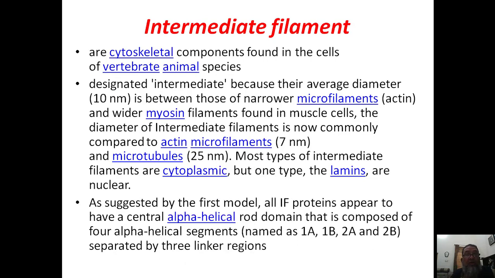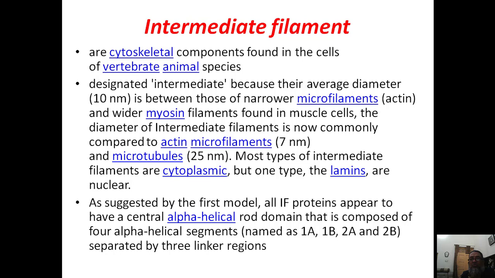What about the intermediate filament? These are cytoskeletal components found in the cells of vertebrate animal species. Why is it called intermediate? Because its width is about 10 nanometers, in between the actin and microtubule filaments. Microtubule filaments, actin and myosin filaments are on either side, so that is why I call it the intermediate filament. The microtubule is about 25 nanometers, whereas the actin filament is less, about 7 nanometers.